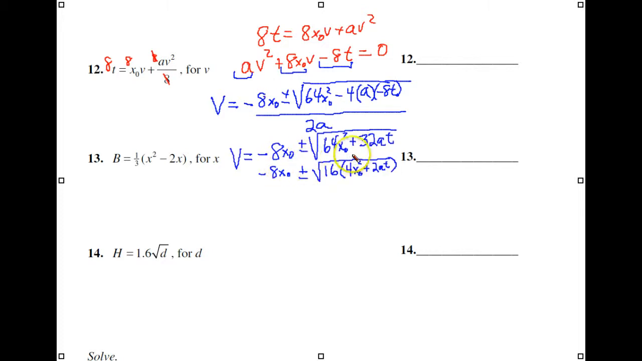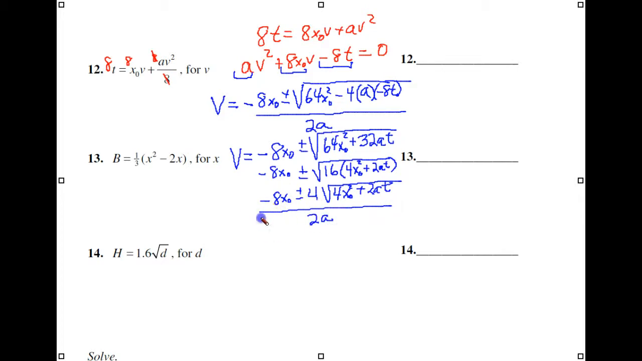Now this part's a little tricky, so watch what I'm going to do. Under the parenthesis, I'm going to factor out a 16. 16 out of there leaves me with a 4. 16 out of there leaves me with a 2. So what is the square root of 16? Well, that's going to be now a negative 8x with the sub 0, plus or minus this 4 now comes out of there. But I'm still left under the radical sign now with 4x squared sub 0 plus 2at. And remember, that's all over 2a.